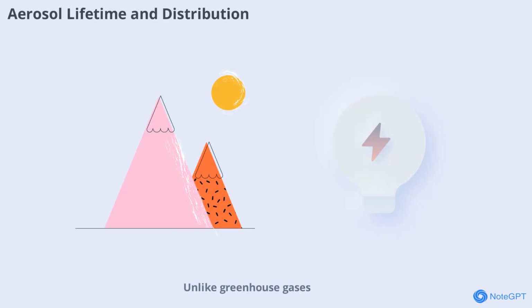Unlike greenhouse gases, aerosols remain in the atmosphere for only days to weeks. They are quickly removed by rain and gravity, so their concentrations are highest near sources like cities and industrial regions. Major volcanic eruptions can inject aerosols into the stratosphere, causing global cooling for a year or two. This short lifetime means aerosols have strong regional effects but don't accumulate globally like CO2.